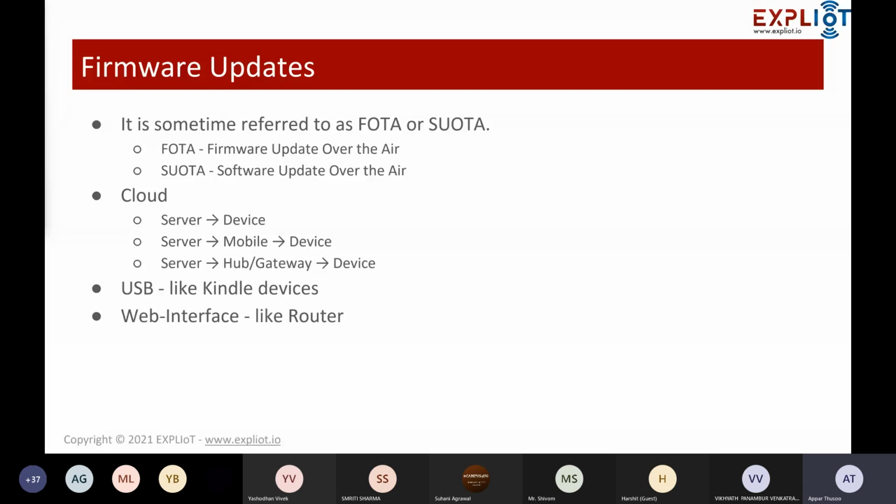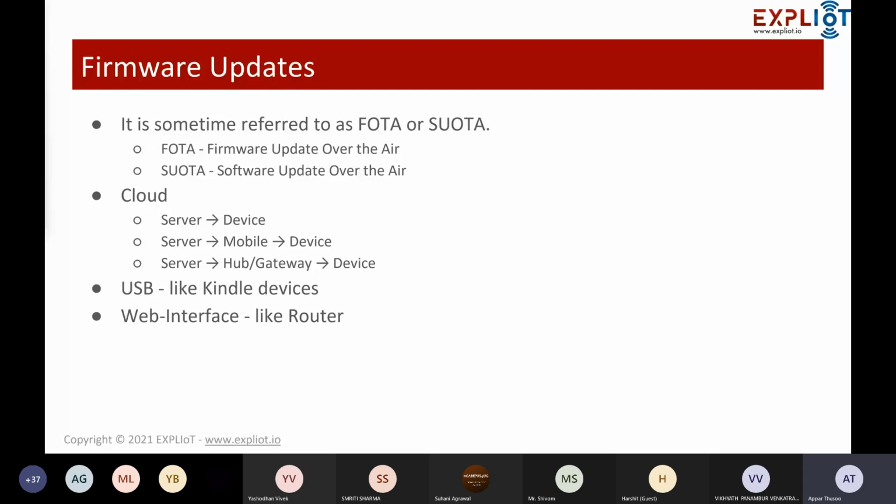Let's say the device does not have that kind of functionality, for example it does not have an eSIM feature or is not an LTE-enabled device. Then it would communicate with a middle device, which can be either a mobile, a hub or a gateway. A hub or gateway is usually observed in home automation scenarios where all these devices are connected to one hub or one gateway. In that case, the server would first send the update to the mobile device or the gateway, and from the gateway, the update is distributed to the device.